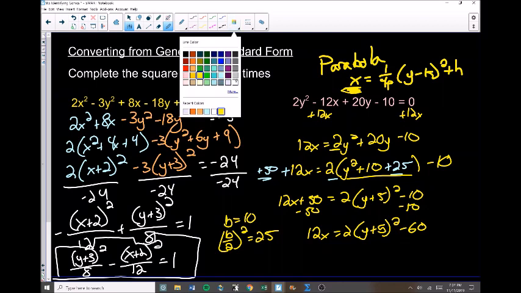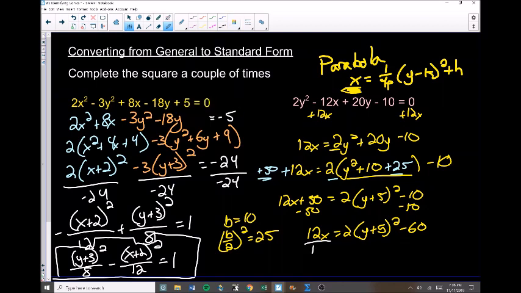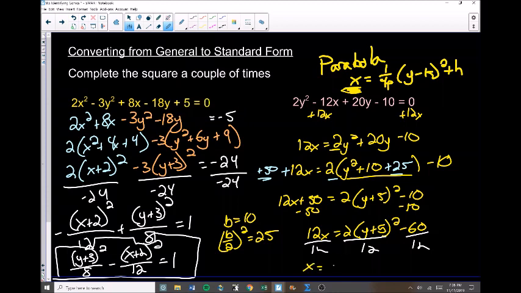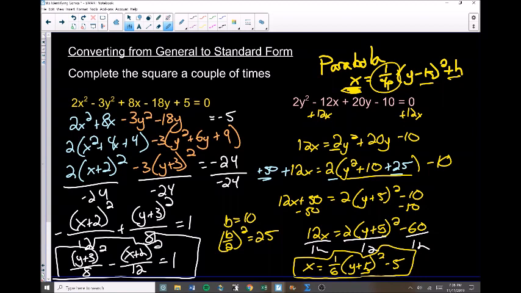Now for my final step, I'm going to divide everything by 12. And I mean each individual term has to get divided by 12. And that gives me x equals 2 over 12 reduces to 1 over 6 times y plus 5 squared minus 5, because 60 over 12 is 5. And there is this equation in standard form. It's got the 1 over 4p. We would say that p is 1.5. It has an h and a k that are both those negative 5 values.